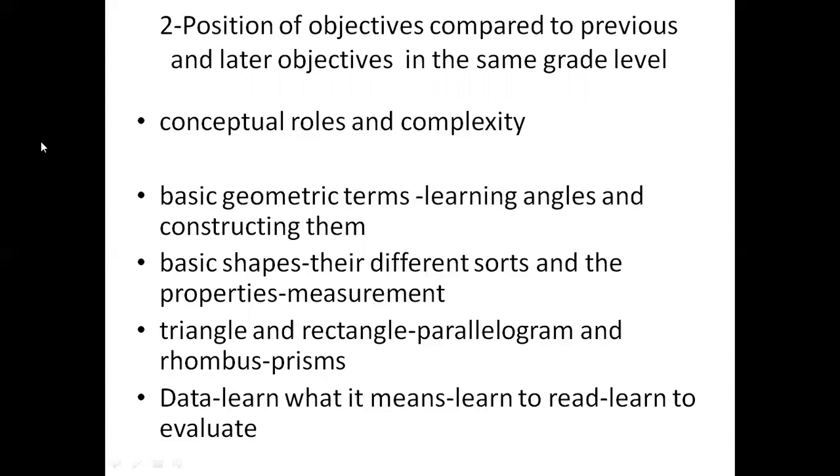In shapes, in earlier objectives, they recognize basic shapes. Then they learn their different sorts and the properties. Later objectives are measurement, for which they will use the information from previous objectives. Also, they are placed as their complexity increases: triangle and rectangle, then parallelogram and rhombus, then they will learn prisms. About data, first they learn what it means, then they learn how to read it, then last they learn to evaluate it.